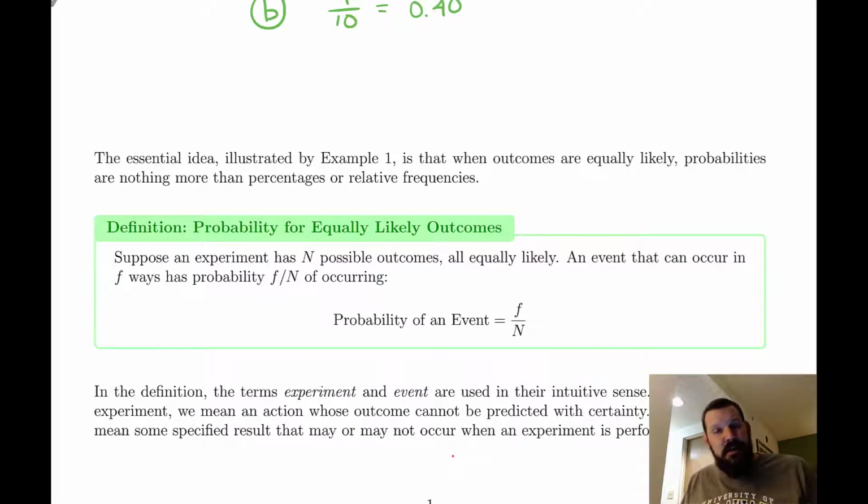So pretty straightforward. I think this is something that all of you are at least somewhat familiar with. Probability for equally likely outcomes. Right now everything we're dealing with is equally likely to occur. N is the number of possible outcomes, and f is the event that we're looking at. What is the probability of that event occurring?